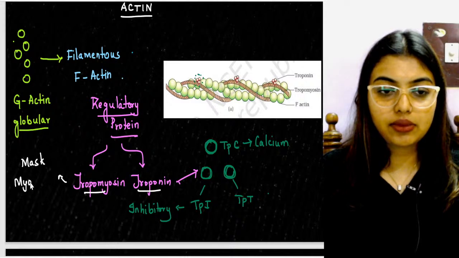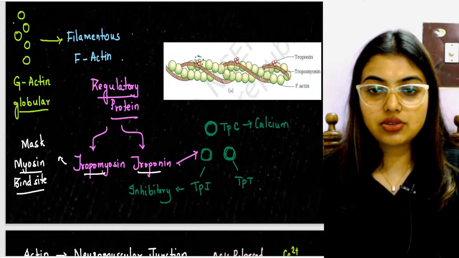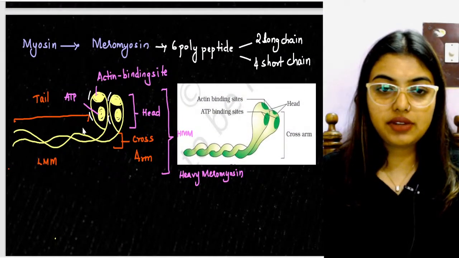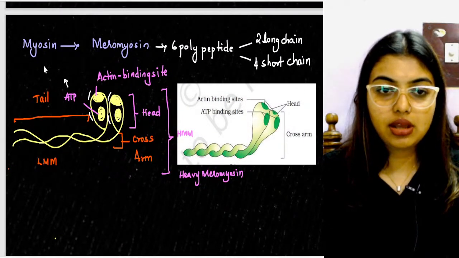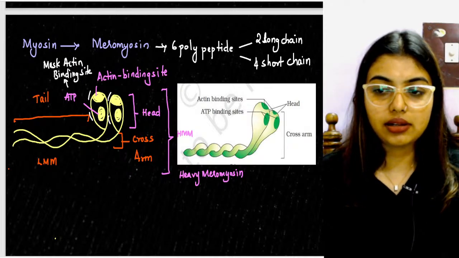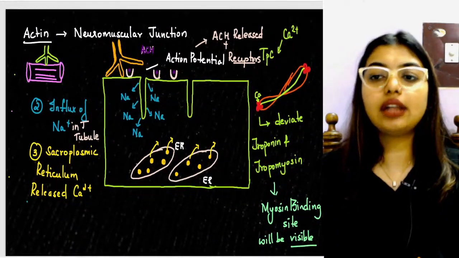Myosin binding site. Same way here also, students, this fellow will have ATP. This is going to mask the actin binding site. Done. Then when you go down, how do they unmask it?